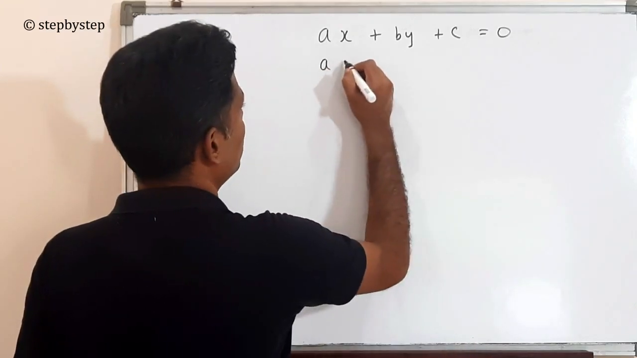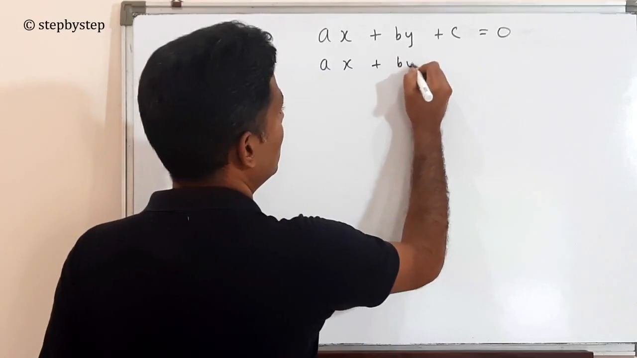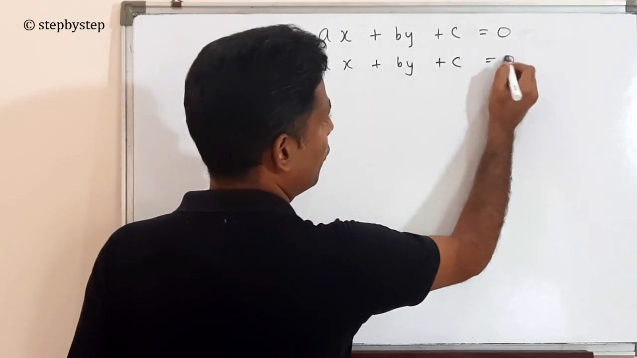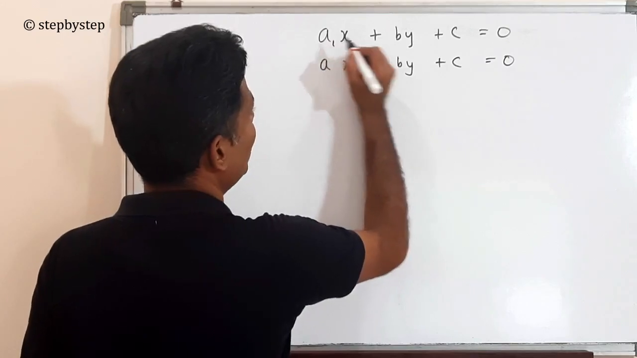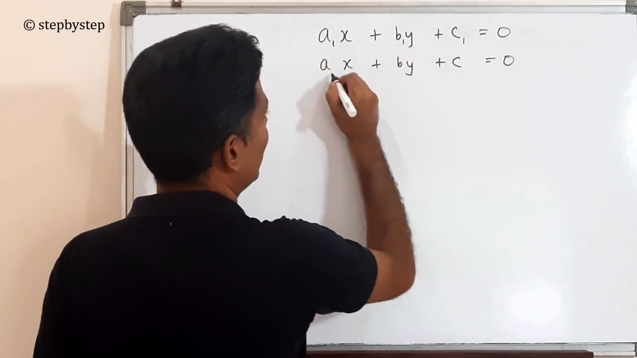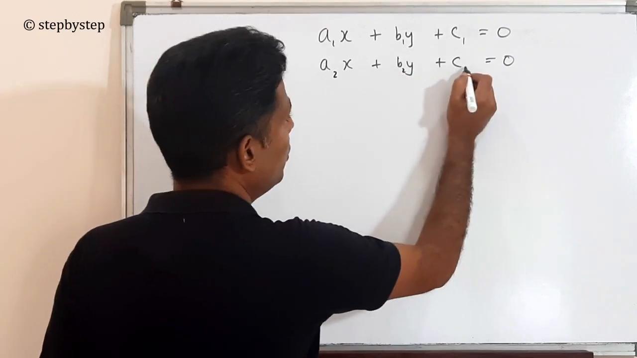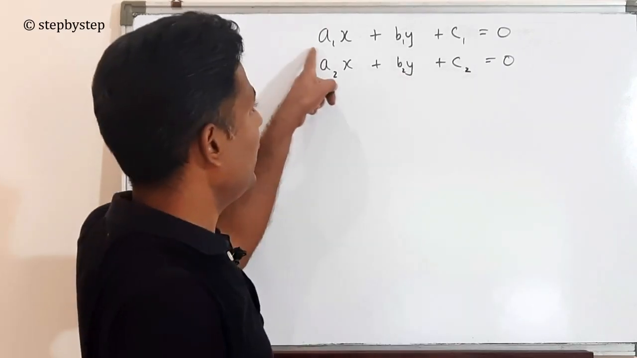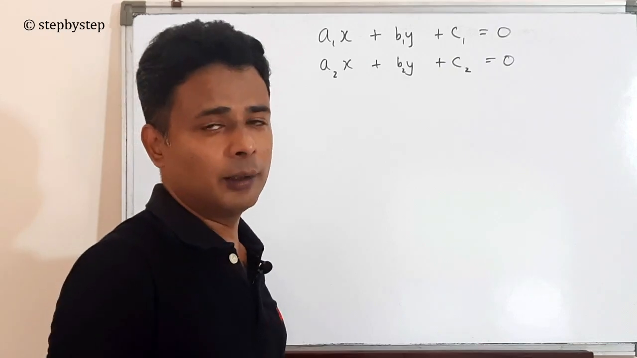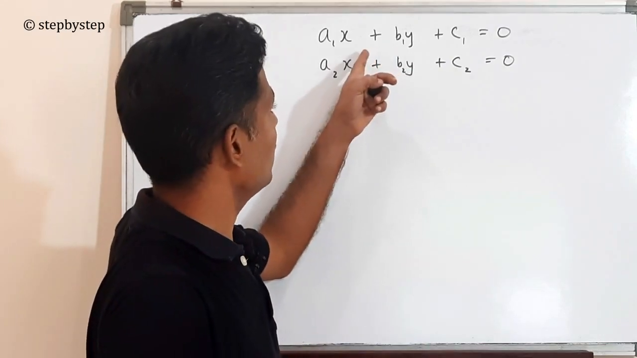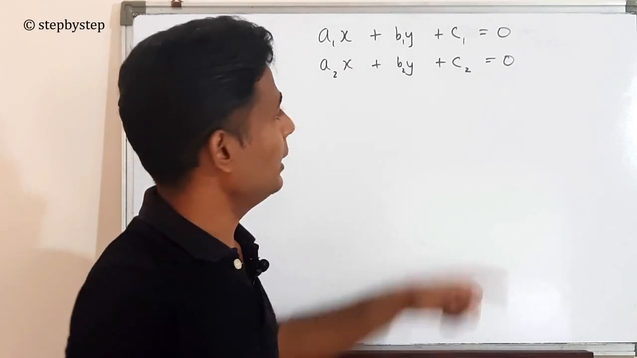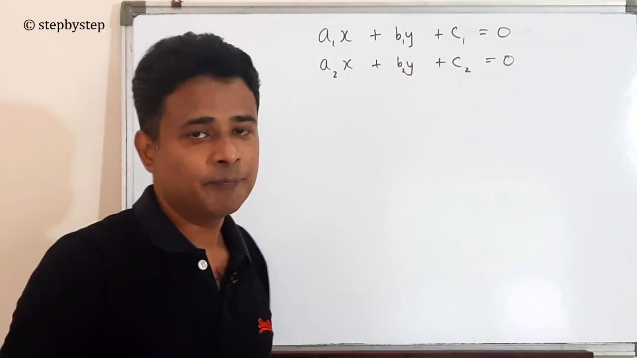Now if there are two linear equations that I give you, how will you denote them, or how will you separate them? For the first one, we'll write it as a1, b1, c1. For the second one, we'll write a2, b2, c2. A and b are the coefficients of x and y, and c is the constant.